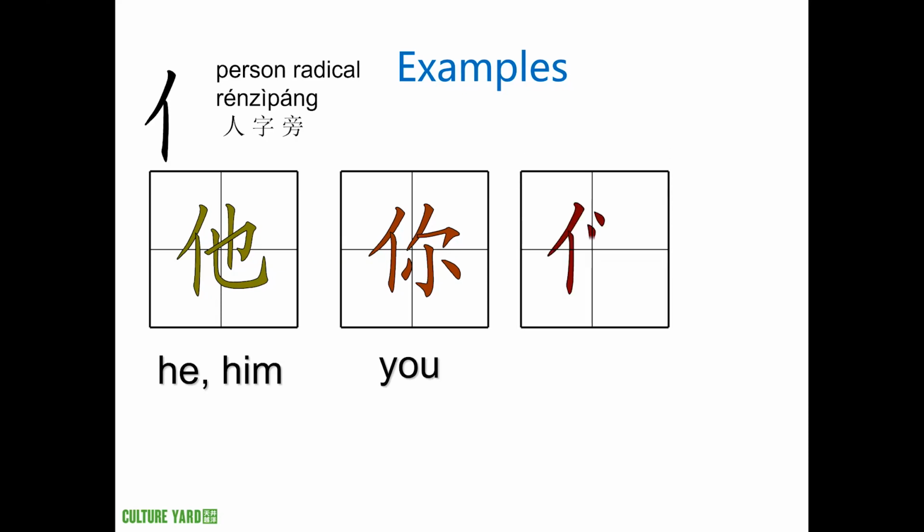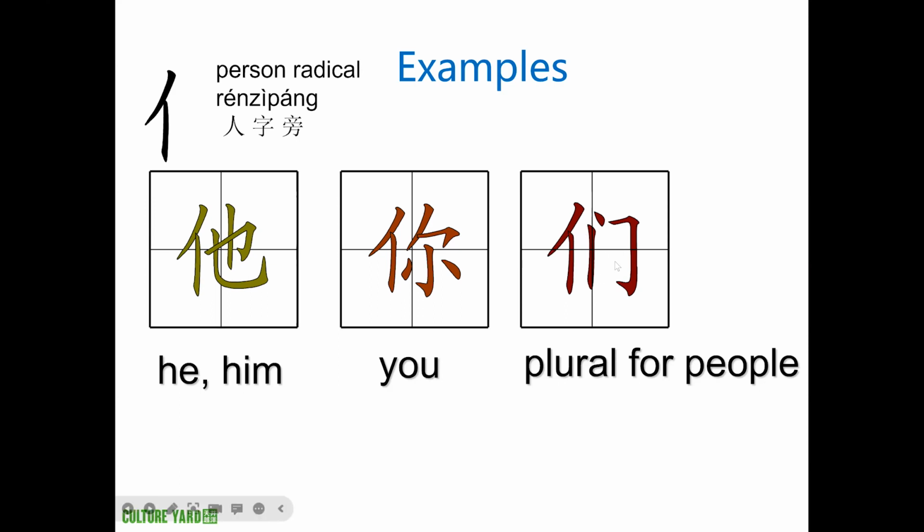And this one, the right part pronounced 们 can indicate the character's pronunciation. Meaning is related to people. So it's plural for people, like we say 我们, 你们, 他们. Plural for people. So person radical.